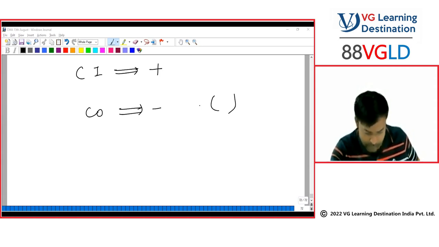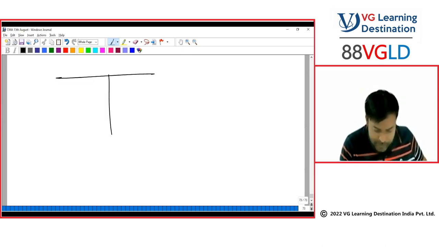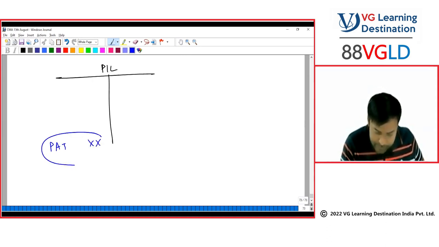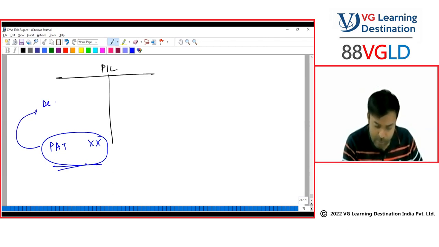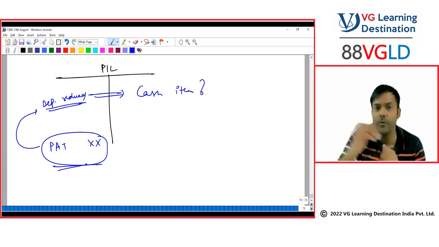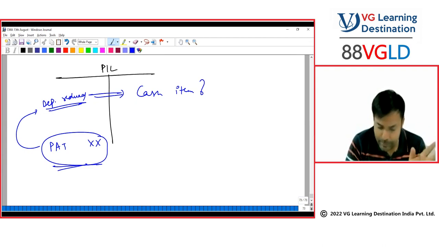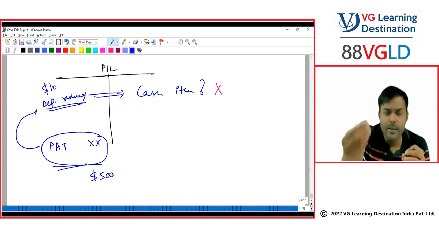Let's move to the first method, which is the indirect method. Very simple. If I'm making the P&L, the last value which comes under the P&L is the profit after taxes. Is depreciation reduced from this or not? When I'm arriving at the PAT, is depreciation already reduced? Yes. Is depreciation a cash item? For charging depreciation, is any cash going out of your pocket? No. So depreciation is a non-cash item. So if my PAT is coming, let's say $500 and the depreciation is $10, can you tell me what is going to be my cash amount?